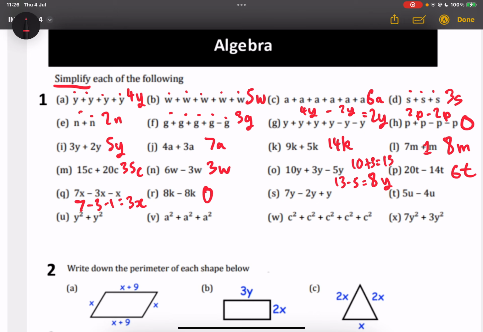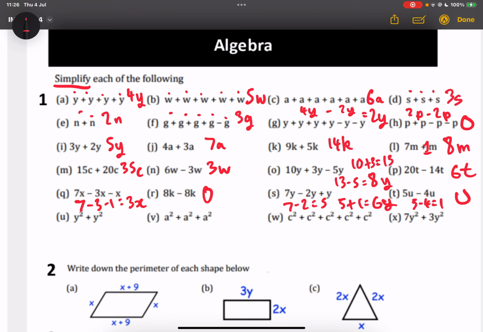So then we have S. So 7y minus 2y plus y is like doing 7 minus 2, which is 5, and then 5 plus 1, which is 6. So the answer to this will be 6y. Then is T. So 5u minus 4u is like doing 5 minus 4, which is 1, which is just u. Once again, if there's 1 of something, you just write the letter.